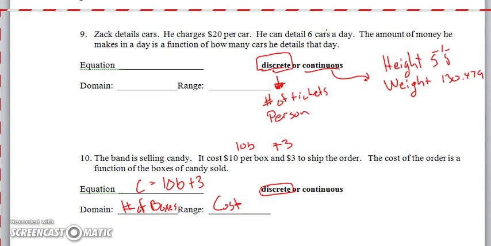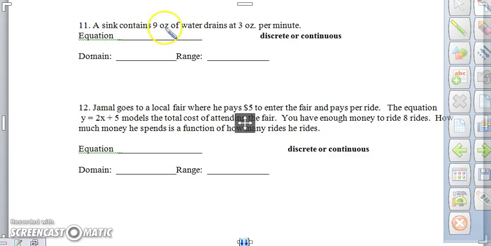Okay, I want us to look at number 11 real quick, because this is a great example of continuous. So a sink contains 9 ounces of water and drains at 3 ounces per minute. Drains, that's taking away, so we're subtracting there, and we start with 9. So if we have 9 ounces of water and we take out 3 ounces per minute, there it is, right? 9 minus 3m.